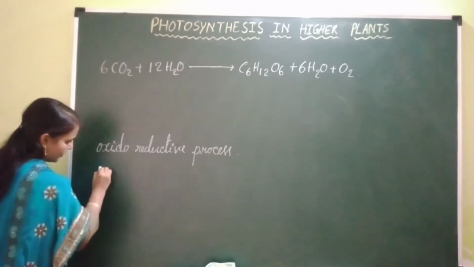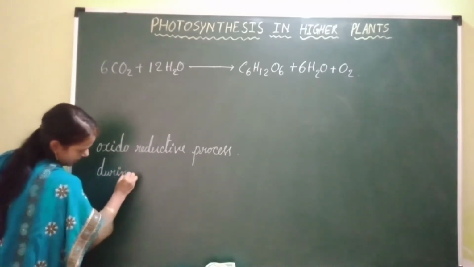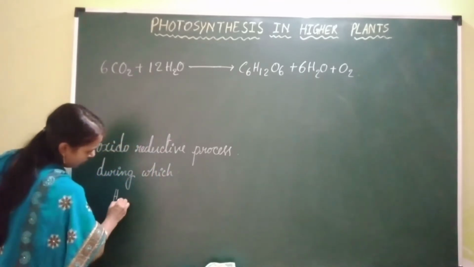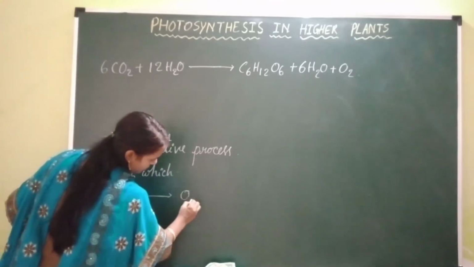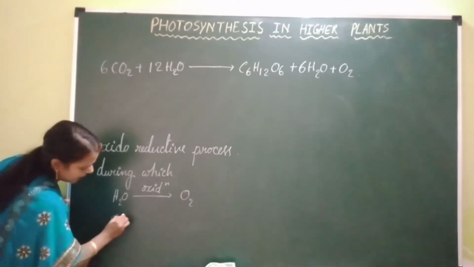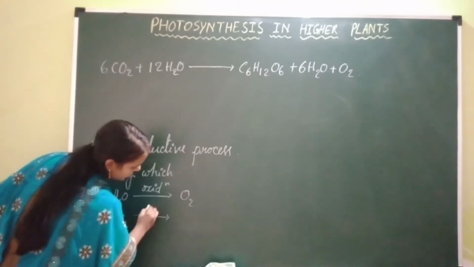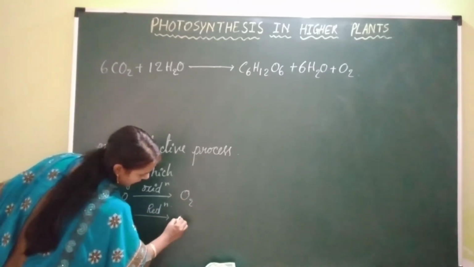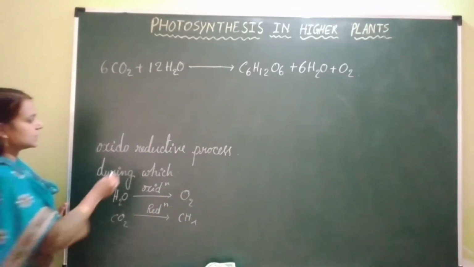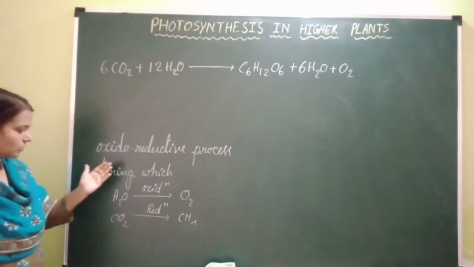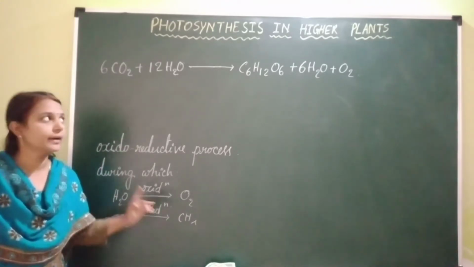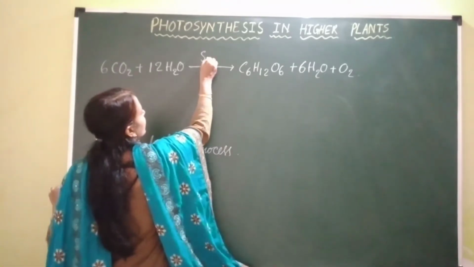Photosynthesis is an oxidoreductive process during which water gets oxidized into oxygen, and carbon dioxide gets reduced into carbohydrate, that is glucose here. Okay, let's see this process. So photosynthesis is an oxidoreductive process during which water undergoes oxidation into oxygen and carbon dioxide is reduced into carbohydrates in the presence of sunlight and chlorophyll.